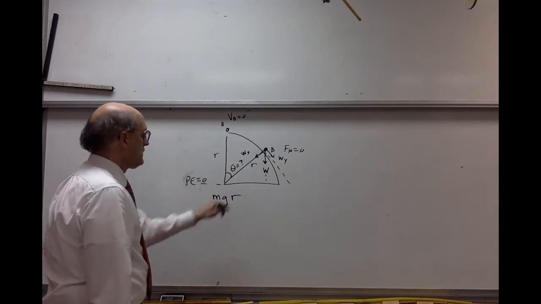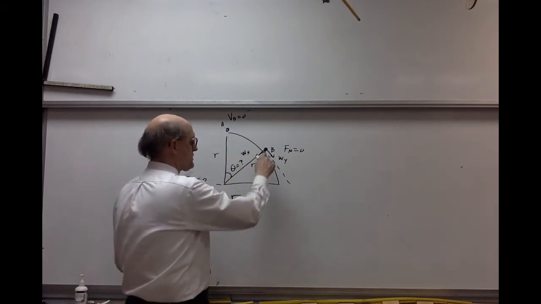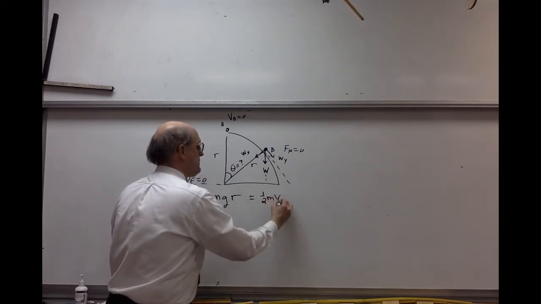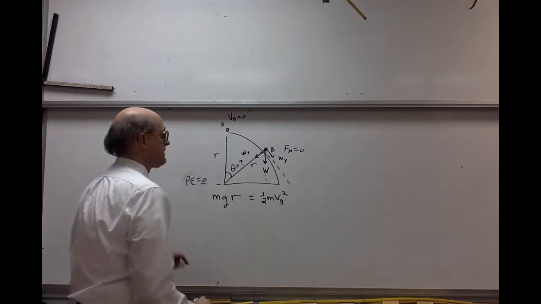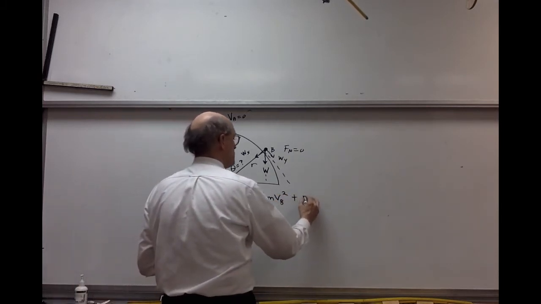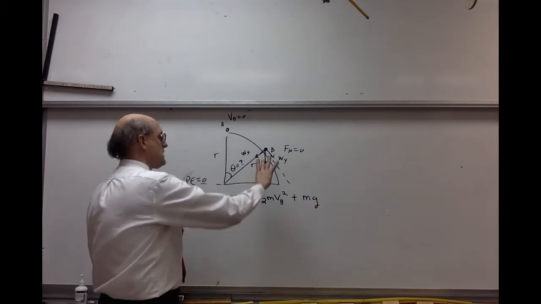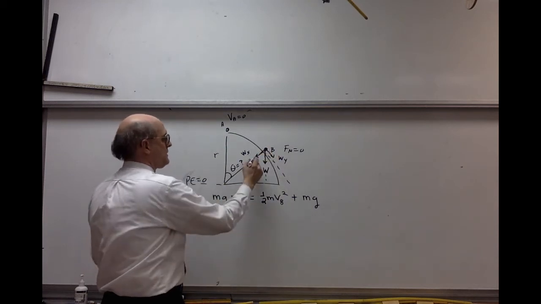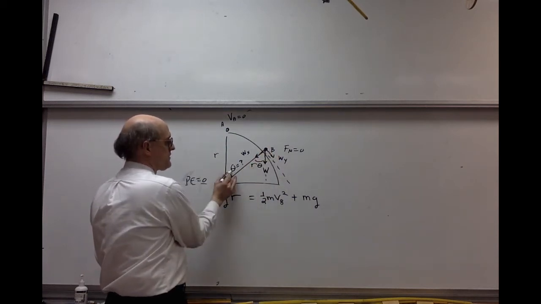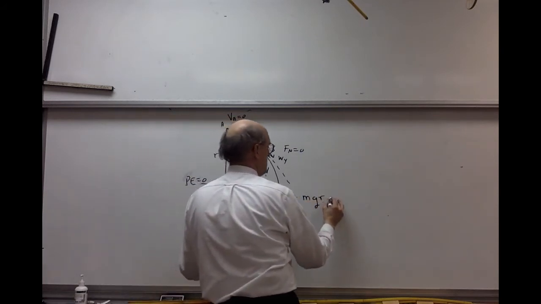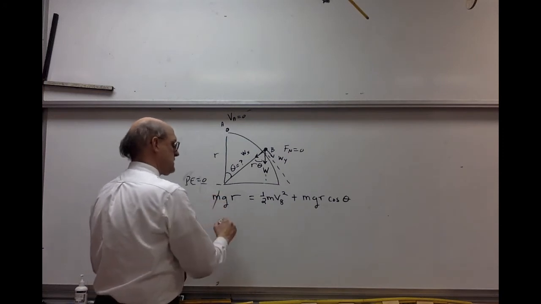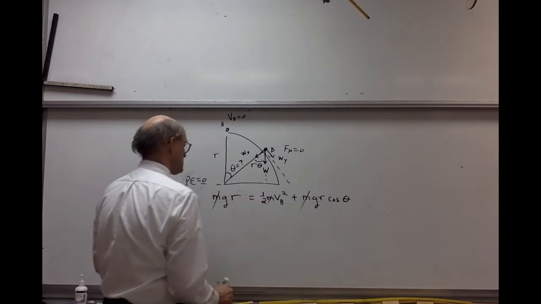So if we call this the zero potential energy level, then the original potential energy is mgR. Now over here, his energy would consist of kinetic energy, which would be 1/2 m v_B squared, plus potential energy, which would be mg times this distance here. And wouldn't that distance be R times the cosine of theta? So this angle here is equal to that angle there. So R cosine theta. Okay, so first of all, we see that the mass cancels.